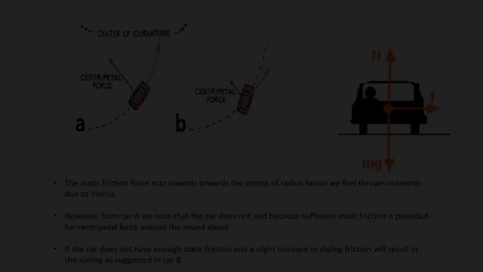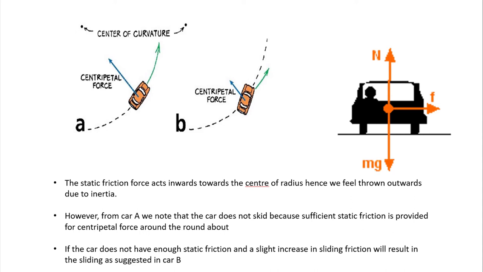And now, from car A, we note that the car does not skid because sufficient static friction is provided for the centripetal force around the roundabout. If the car does not have enough static friction, then a slight increase in sliding friction will result in sliding, as suggested in car B as shown above.